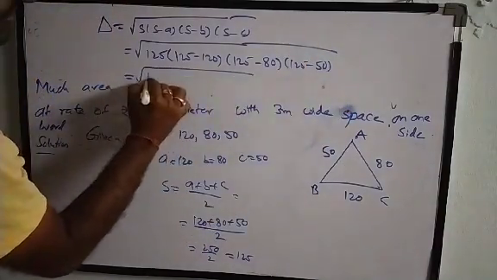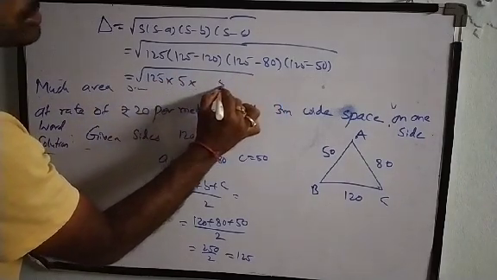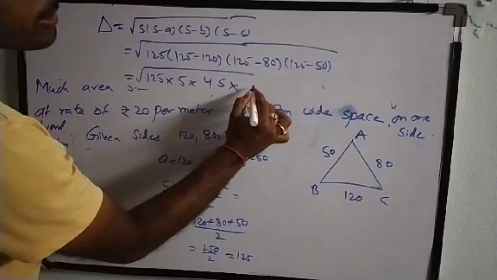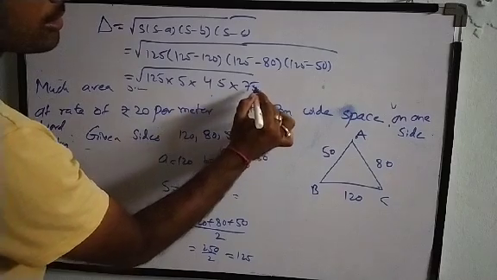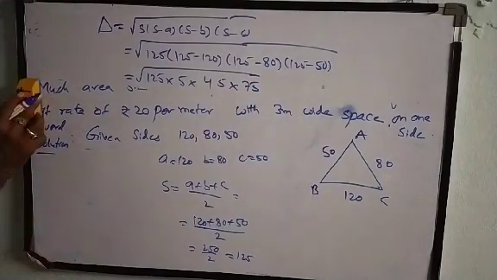So root of 125 into 5 into, so here 5, 4, 45, 5, 7, 75, 20 meter.